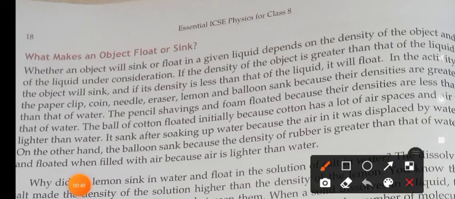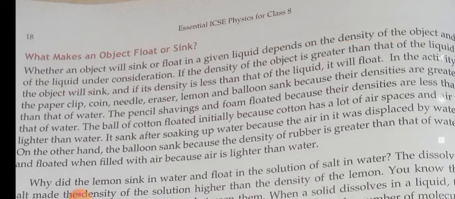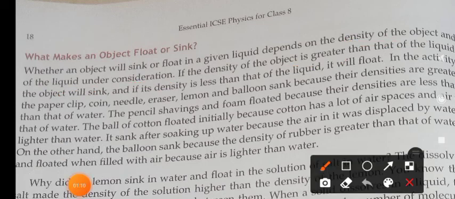So what makes an object float or sink? This is decided by the density of the object and the liquid under consideration. If the density of the object is greater, then the object will sink. If the density is less, then it will float. So which has more density will sink, and which has less density will float. Do you understand, children? Yes.